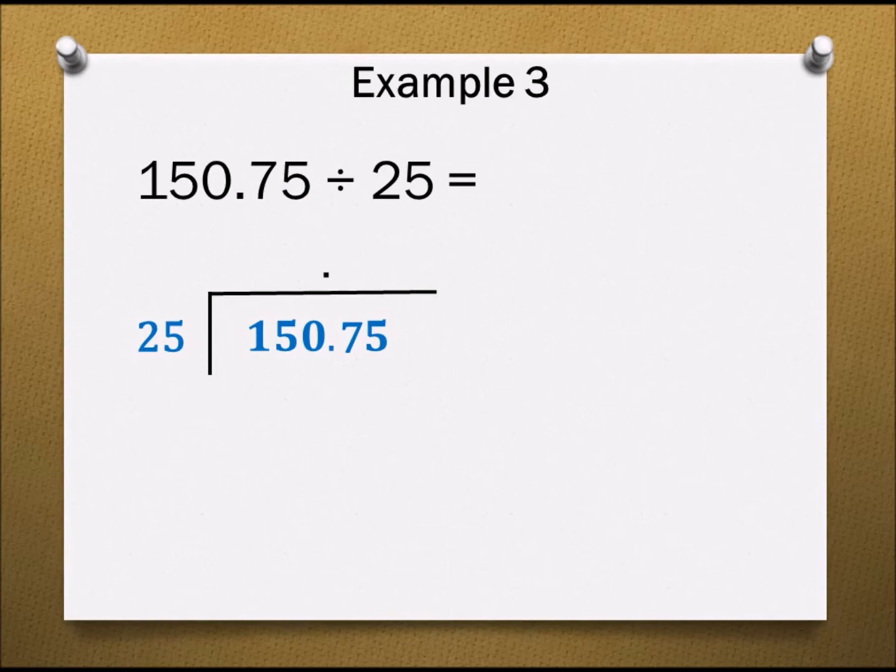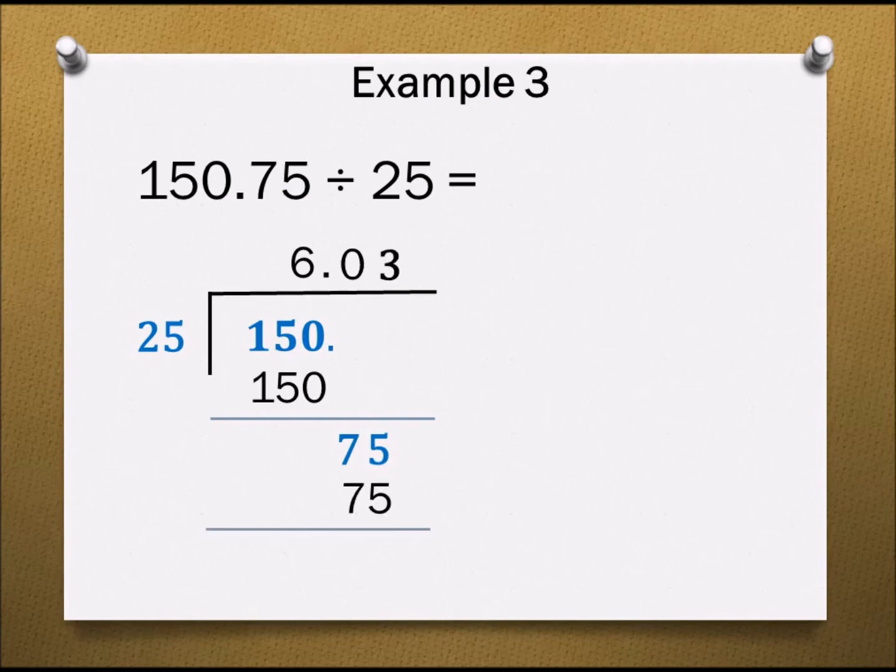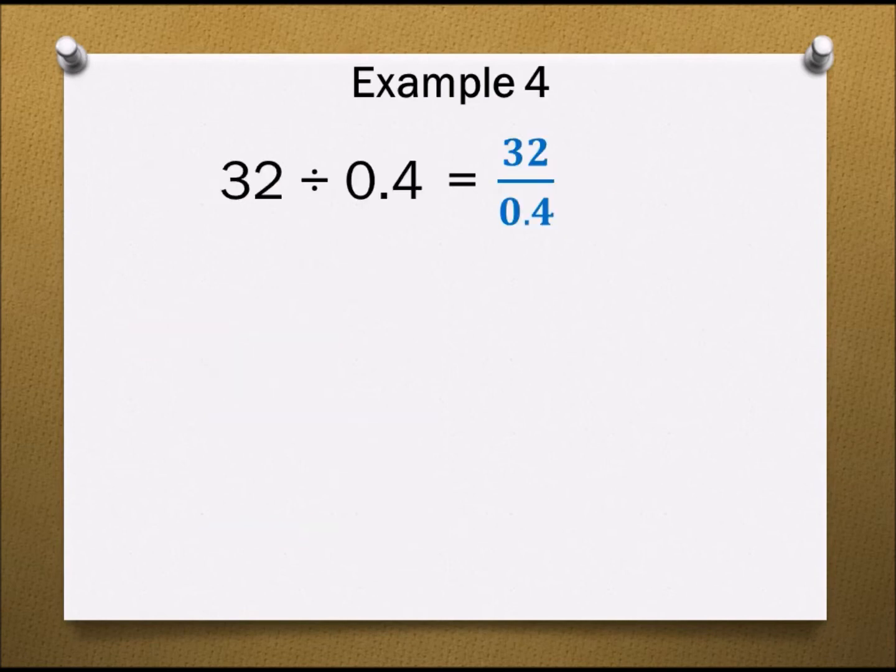So now the next number is 150. 25 goes into 150 6 times. So 6 times 25 is 150. Subtract the 2 numbers, we get 0. So now from here, we're going to have to bring the 7 down. 25 cannot go into 7, so we have a 0 on the top right there where the quotient is. And then we bring the 5 down. So 25 goes into 75 3 times. So the final answer becomes 6.03.